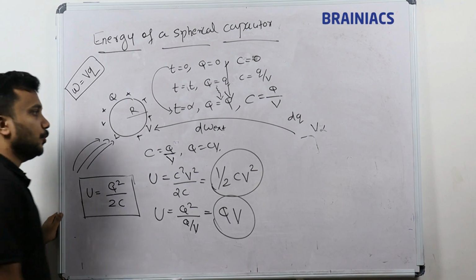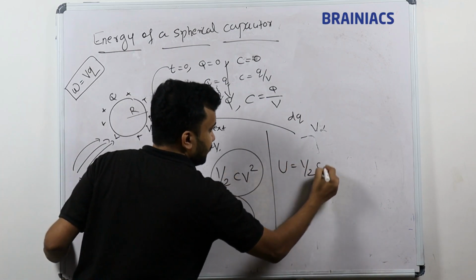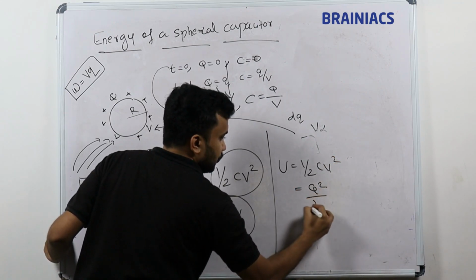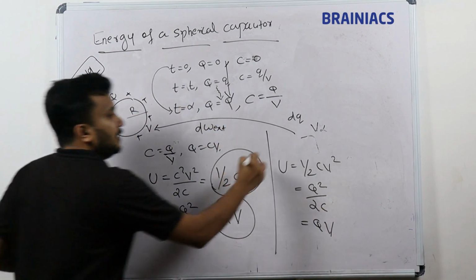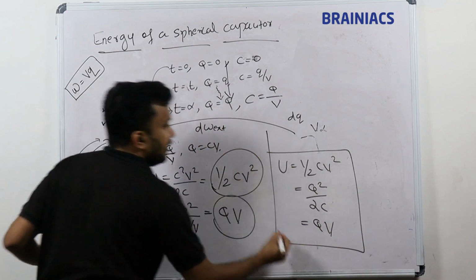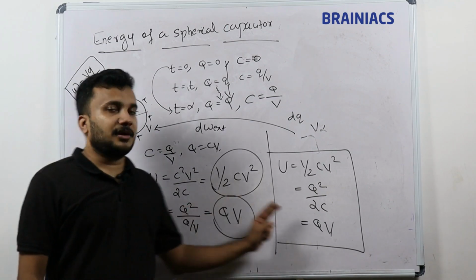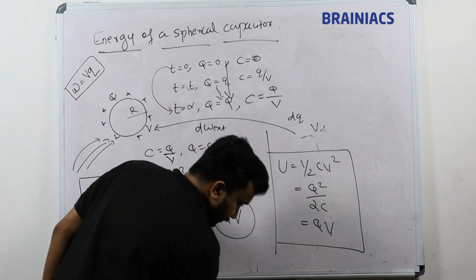So there are three equations for energy. We are summarizing them. U equals half CV square, which is equal to Q square by 2C, and which is equal to half QV. These are all three equations of energy. Very important. You will come across these in different questions.